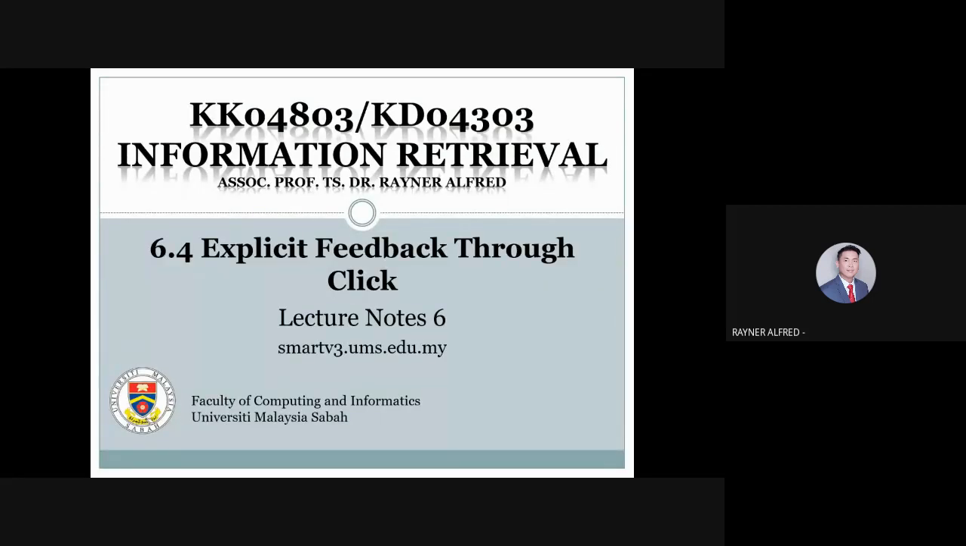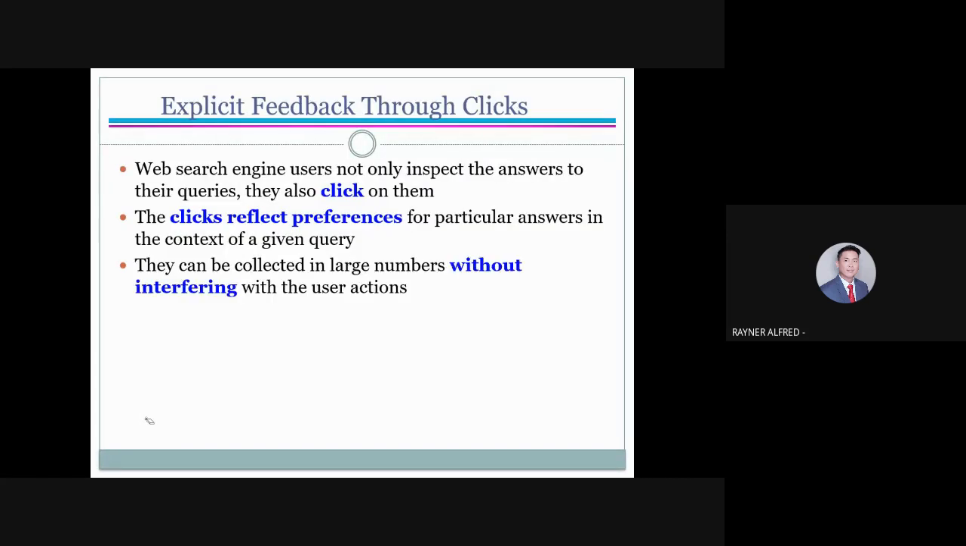Okay, now let's take a look at the explicit feedback through click. The system will monitor which document you click, and then you can make some policy or some assumption that we can use as a reference when we want to consider whether that document is relevant or not. When we use click preference, we always look at which document they click, and this is easier and you are not interfering with the user because we can just capture the history of clicking.